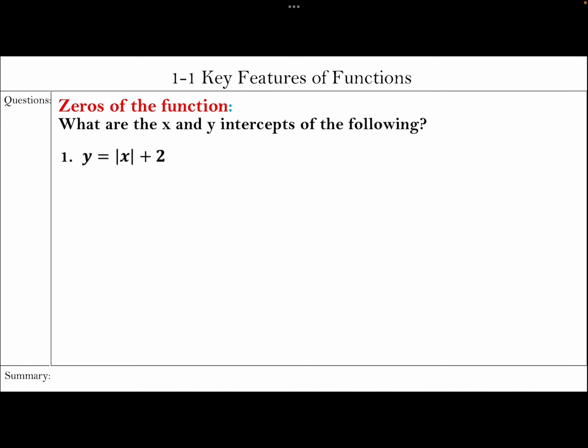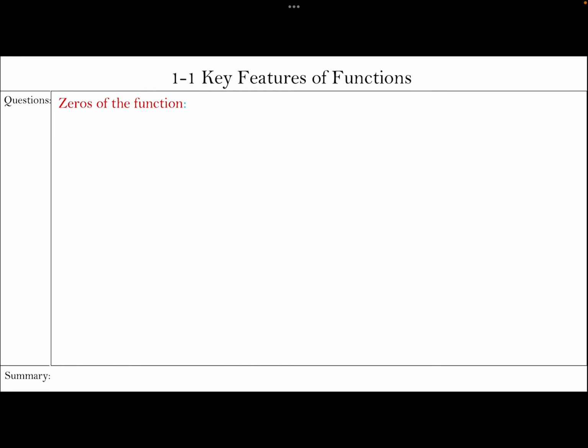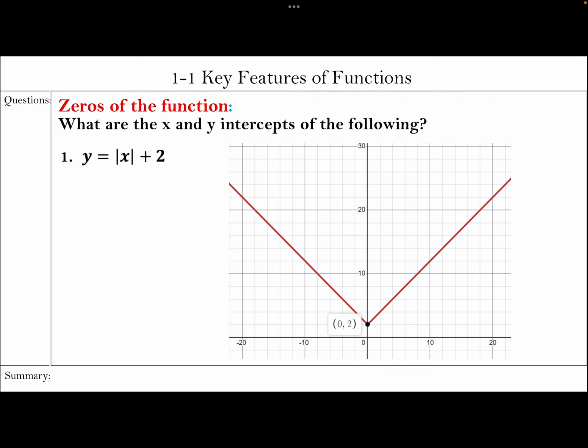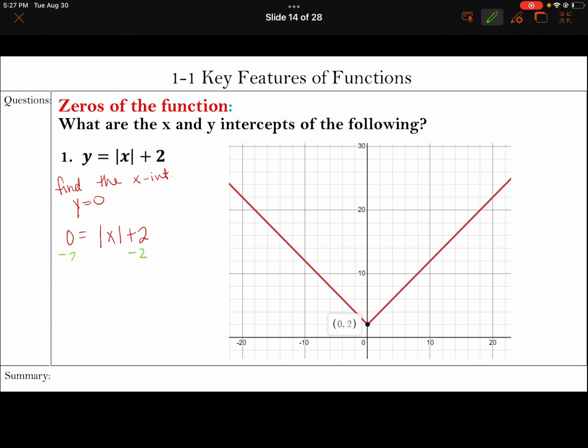So this is an example for you. Okay. This is the graph. So what are the x and y intercepts of this graph? Let's find the x-intercept. To do that, we have to make y equals 0. So we have 0 equals absolute value of x plus 2. Let's isolate the variable. We subtract 2 on both sides. Negative 2 equals absolute value of x.